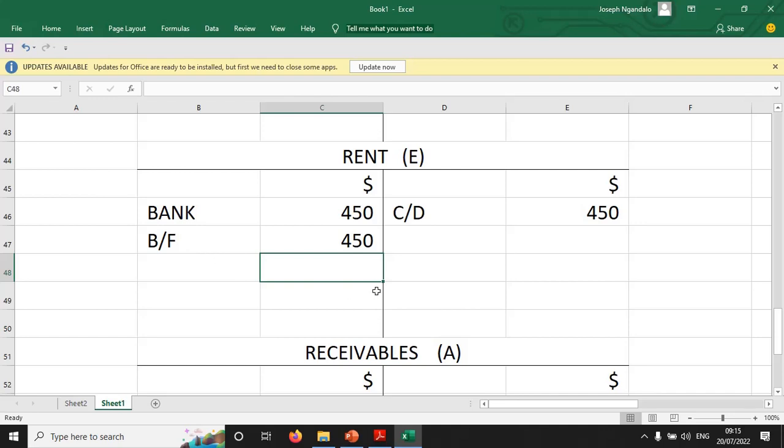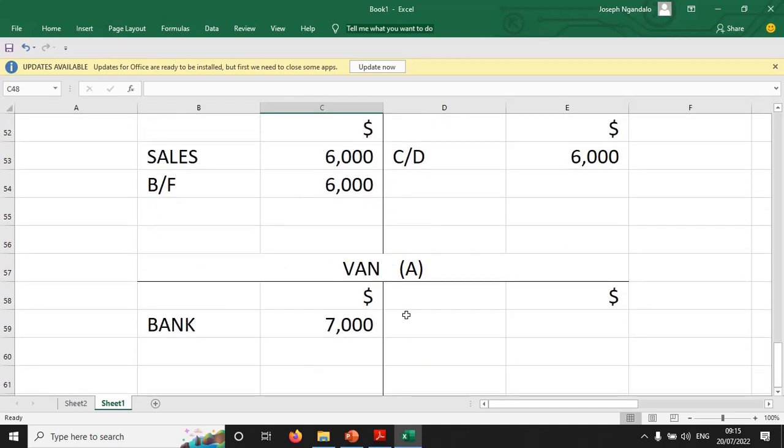Can we also balance the van? Is that okay? Van, how much? Therefore, on the other side?